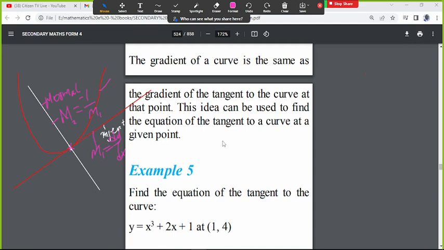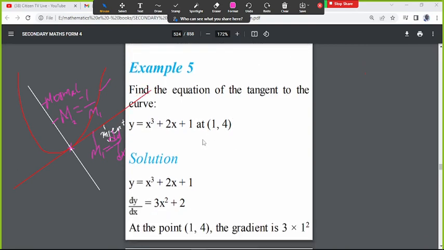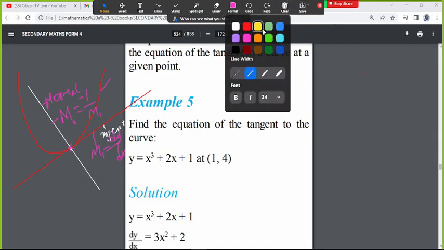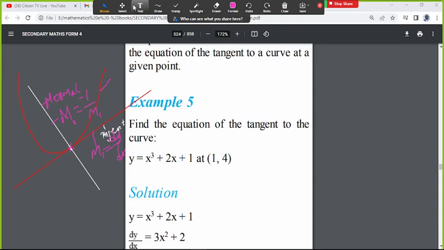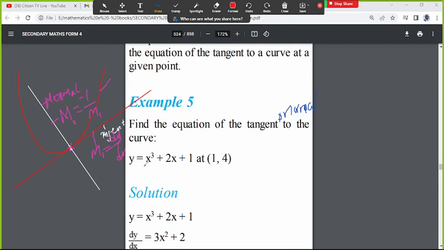So, our example 5: find the equation of the tangent to the curve. Now, I want us to combine the two, so I want us to say equation of the tangent and the normal to the curve. y is equal to x cubed plus 2x plus 1 at the point 1, 4.